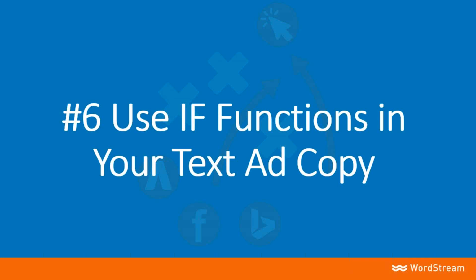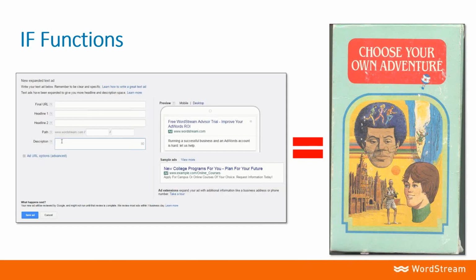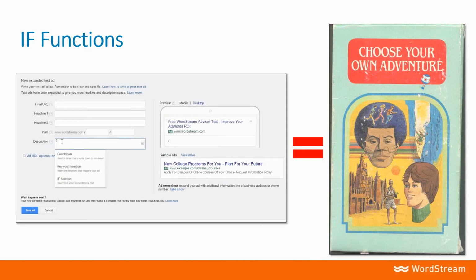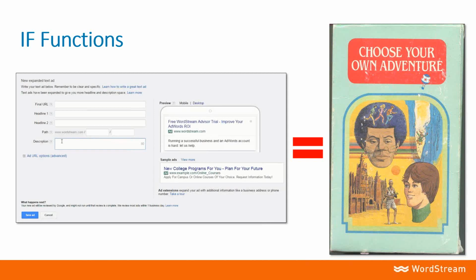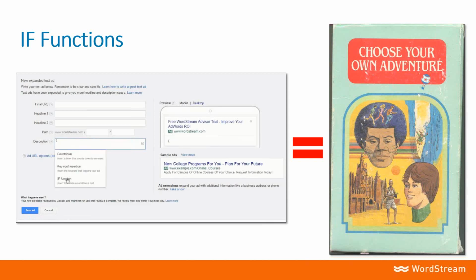Number 6 is using if functions in your text ad copy. I like to look at if functions as the choose your own adventure book of AdWords text ads. Basically, they give you the opportunity to slightly alter your ad copy based on one of 2 parameters, and those parameters are device and audience.